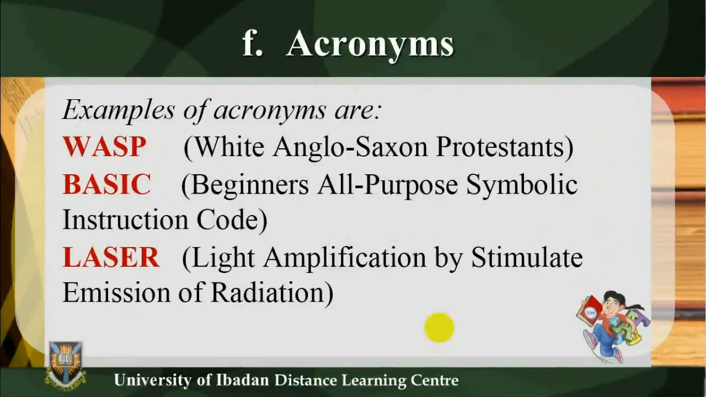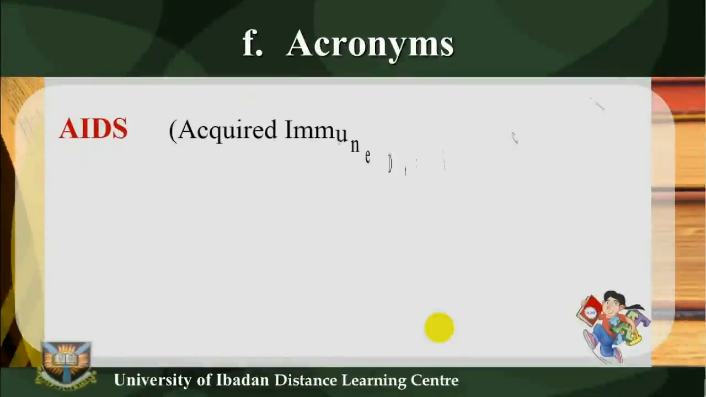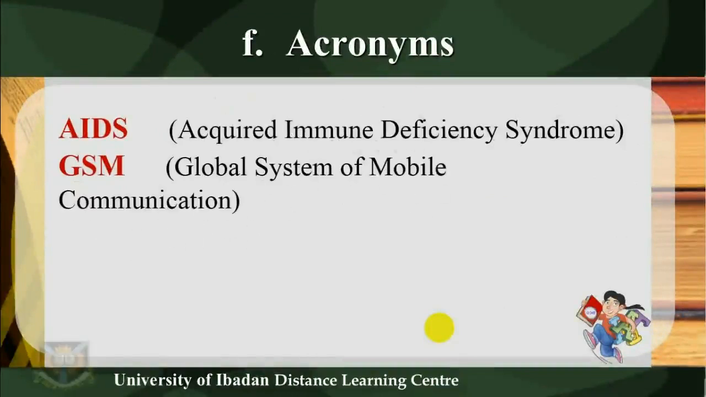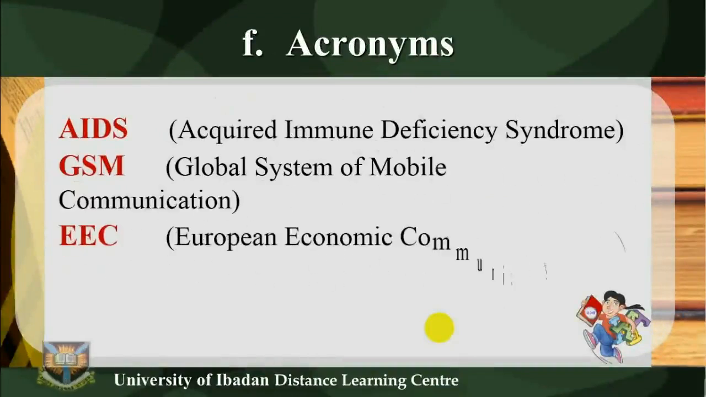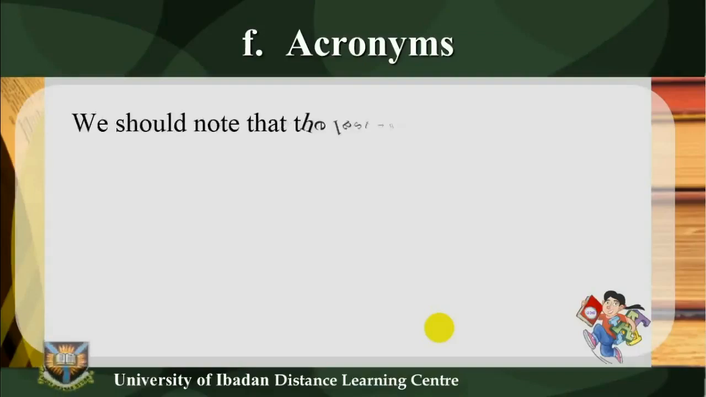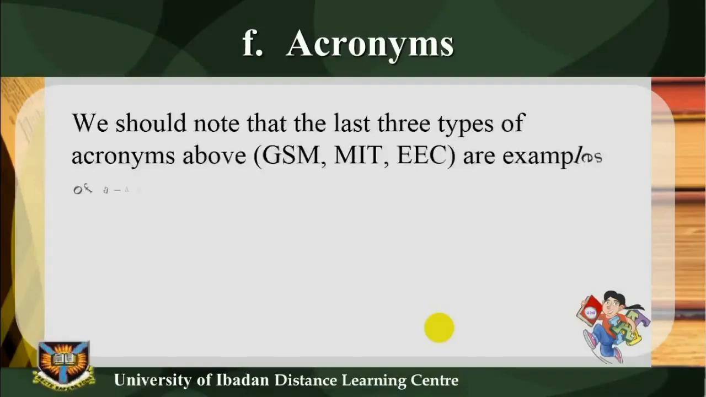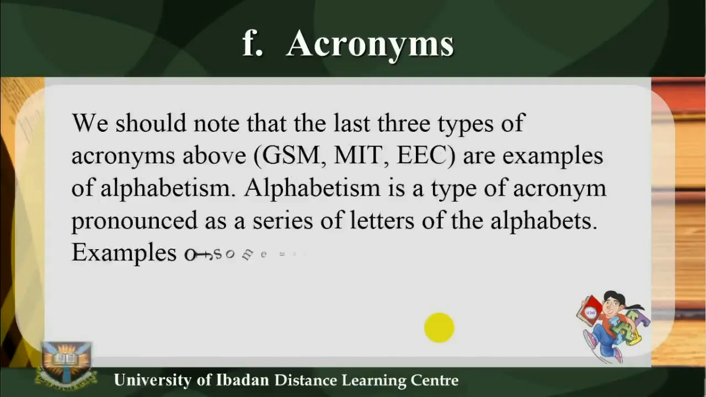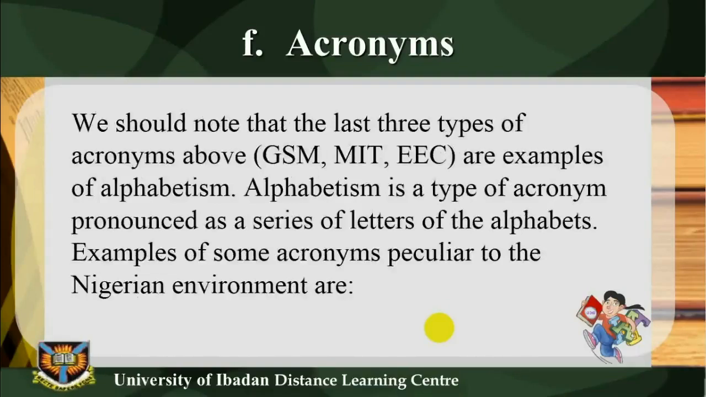Examples of acronyms are WASP, White Anglo-Saxon Protestants, BASIC, Beginners All-Purpose Symbolic Instruction Code, LASER, Light Amplification by Stimulated Emission of Radiation, AIDS, Acquired Immune Deficiency Syndrome, GSM, Global System for Mobile Communication, EEC, European Economic Community, MIT, Massachusetts Institute of Technology. We should note that the last three types of acronyms above, GSM, MIT, EEC, are examples of alphabetism, a type of acronym pronounced as a series of letters of the alphabet.